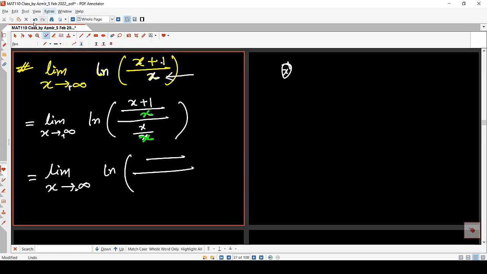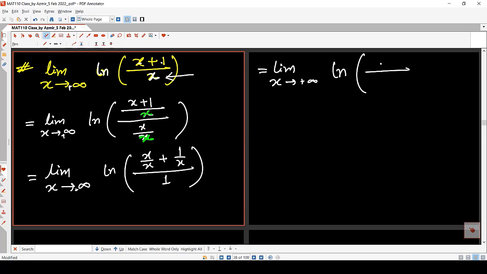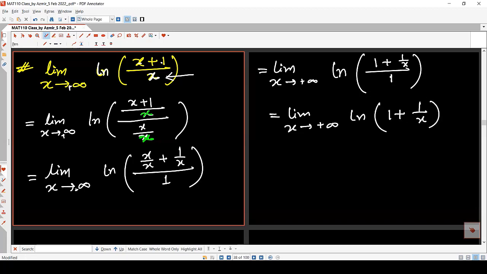We can write here x plus 1 divided by x over x divided by x plus 1 divided by x. And here it can be written as 1 because x and x cancel. So we have limit x tends to plus infinity of natural log of x by x, that is 1, plus 1 over x divided by 1. So actually we can simplify this as natural log of 1 plus 1 divided by x. No need to write 1 again in the denominator.